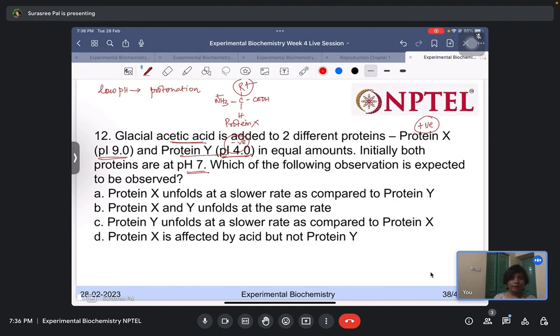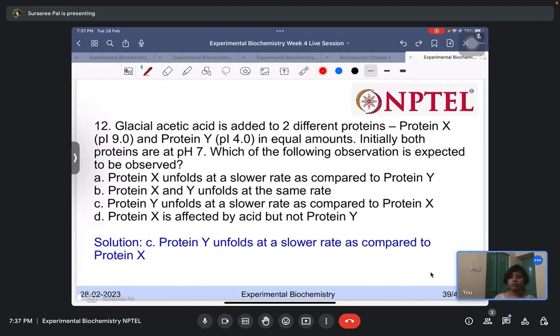So in case of protein X, the unfolding will occur at a much higher rate, because there is more positive charge repulsion in protein X when the pH is lowered. At a point of time, protein Y will also have all protonated residues, but that will occur at a lesser rate than protein X. So protein Y will unfold at a slower rate as compared to protein X. That is the correct answer. Okay, next question.